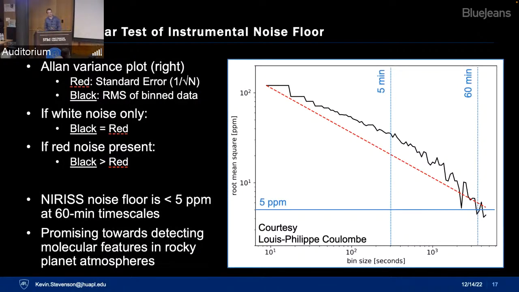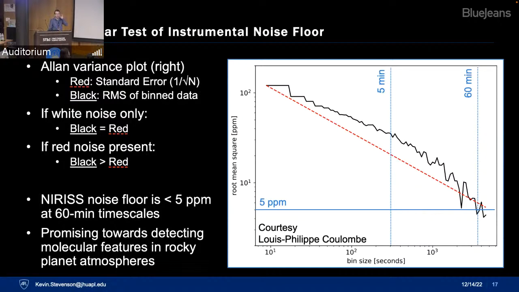But I will be able to share with you this plot that, if you're not familiar with it, can be a bit confusing. But the main takeaway point is that we can achieve a very precise 5 ppm precision on 60-minute time scales. This is our test of the noise floor. We can basically compare the theoretical expectations, which is this red dashed line, to the actual noise that we measure at various time scales, which is black. And we do have some noise at 5 parts per million, or sorry, at 5-minute time scales. But at the 60-minute timescales, everything seems to be working out well.